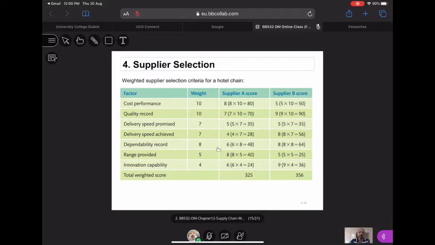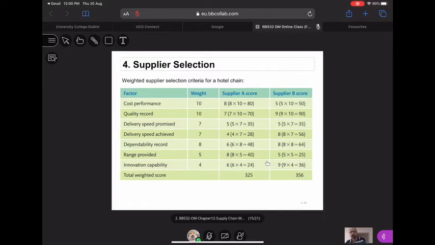Their dependability record, I find that it's 8 upon 10, can be trusted. Their range is not really there. Only 50% of the range, so I give 5 upon 10. And their innovation, whatever I ask them to innovate, the logo, what color logo, all that they can do for me. I give 9 upon 10. Again guys, not anyhow, but evaluating the supplier.